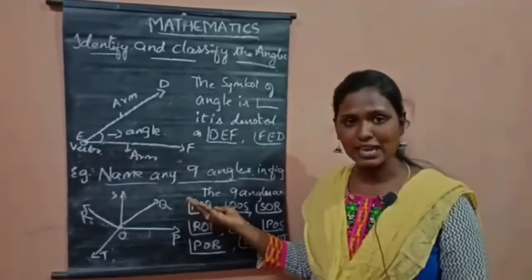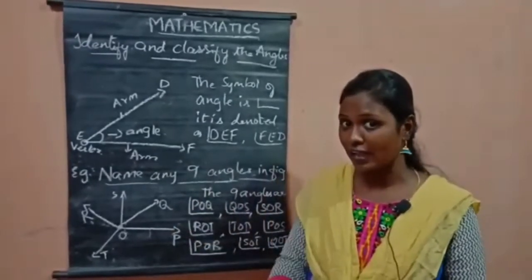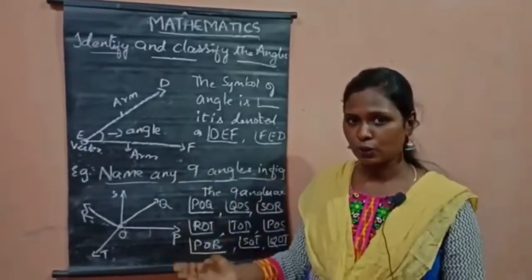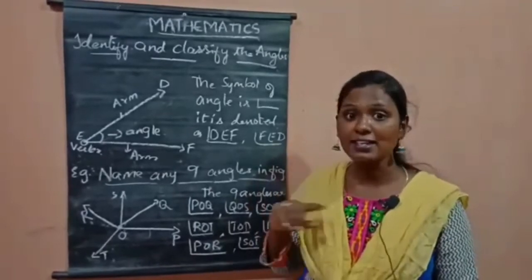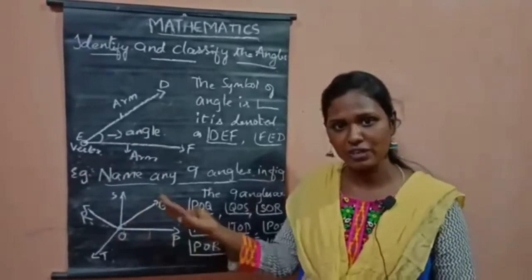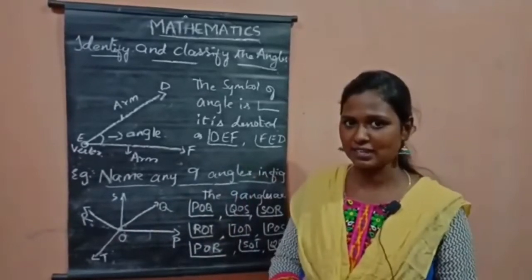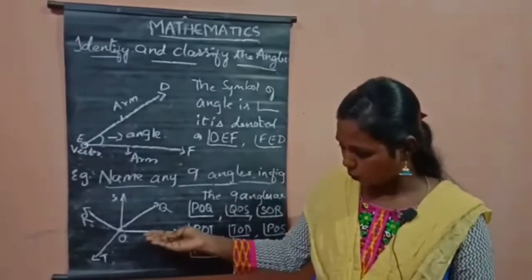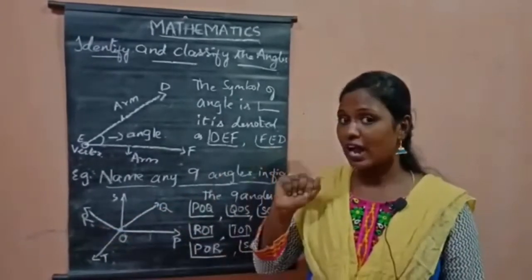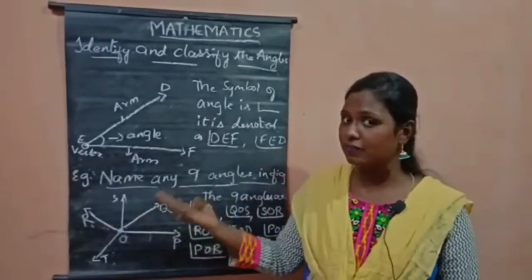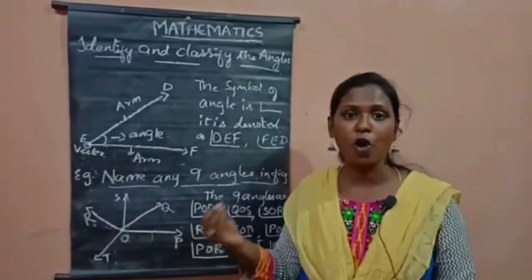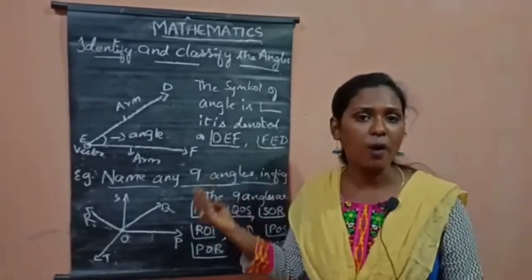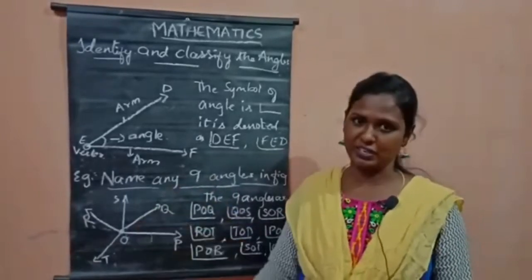Here is an example that asks you to name any 9 angles in the figure. So you must find 9 angles in the given figure. Let us find them. It's very easy. Here we have 1, 2, 3, 4, 5 arms present in this figure, and O is the common point or vertex of this figure. Let us find the angles of this figure.